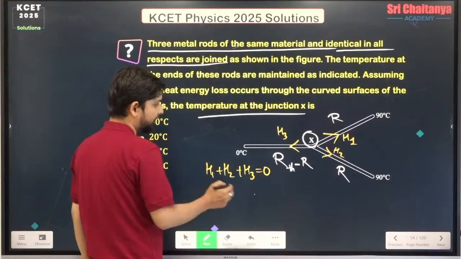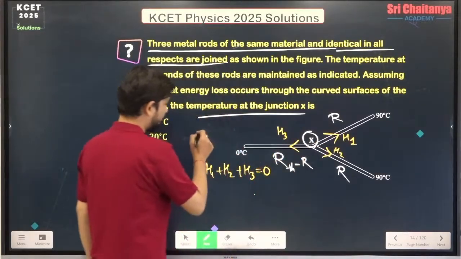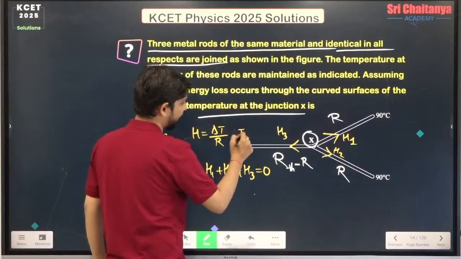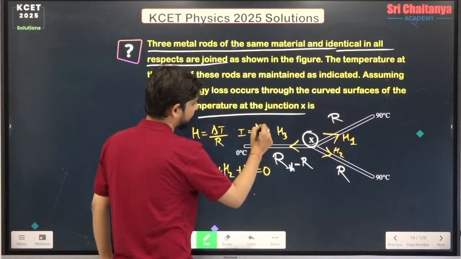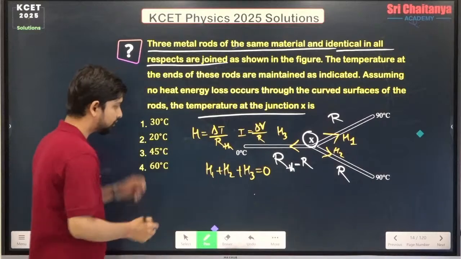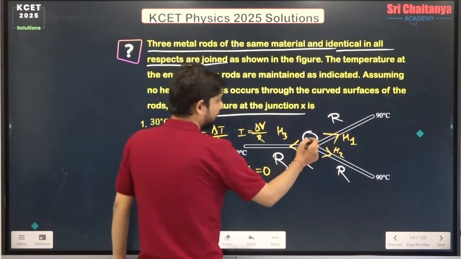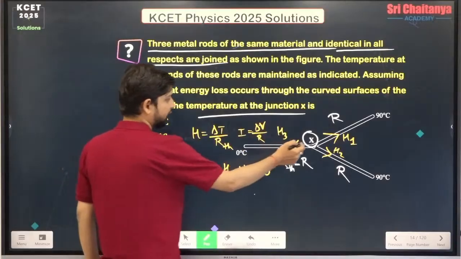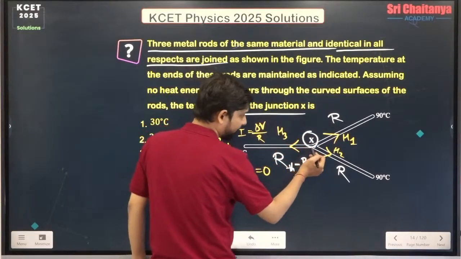Now let's talk about the H. What is the heat current? What is the value of heat? Heat is going to be delta T by R, similar to current where it is written as delta V by R. Here it is thermal resistance. So what we can write here? We can say that the temperature here is X, so X minus 90, because it is assumed at high temperature, that's why the current is moving from here.